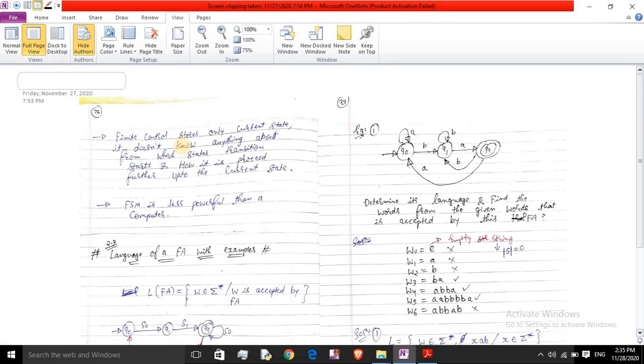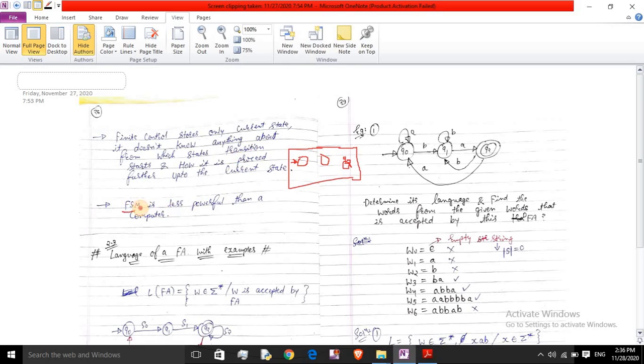Now look at this point. Finite control stores only the current state. It does not know anything about which state the transition started from and how it proceeded up to the current state. I have already told you, whatever we have as finite memory, it knows about the current state only. Suppose we reach q2, however the transition reached there, the finite control machine does not know.